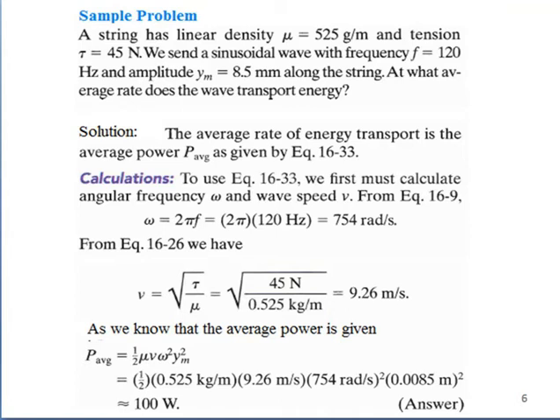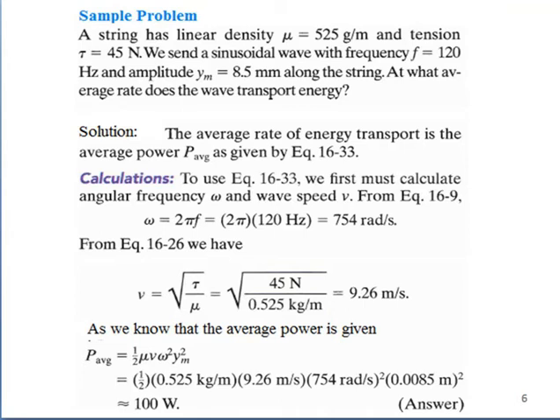So you have to not mix it or confuse it with the time period. Here it is clearly mentioned that this is the tension and it is 45 Newton. We send a sinusoidal wave with frequency 120 Hz and amplitude Ym equal to 8.5 millimeter along the string. At what average rate does the wave transport the energy?